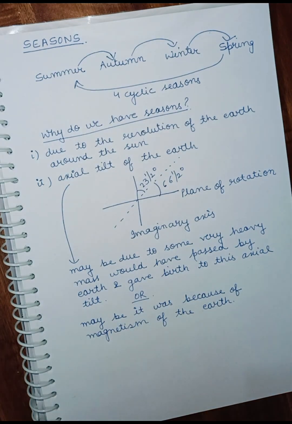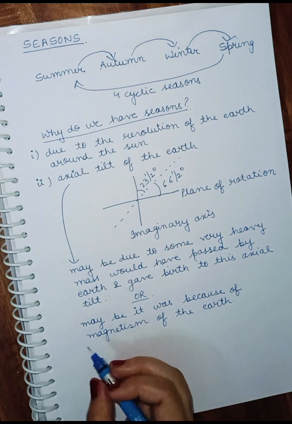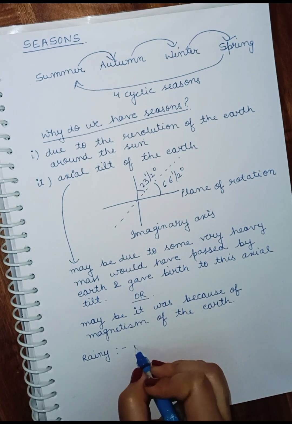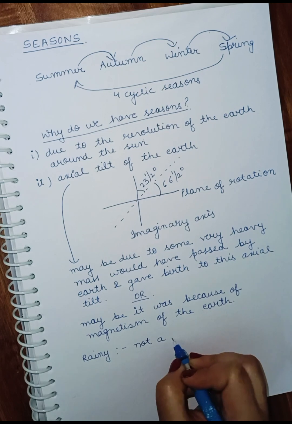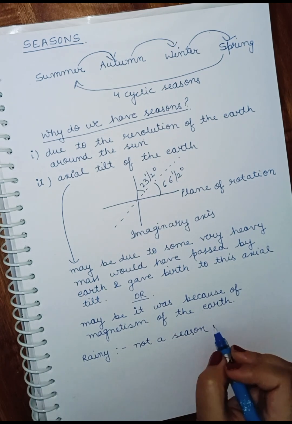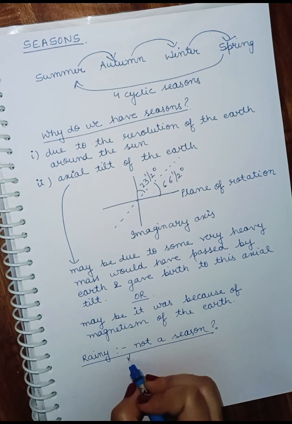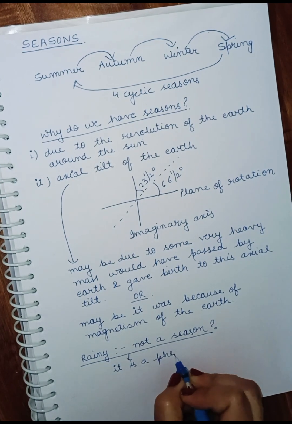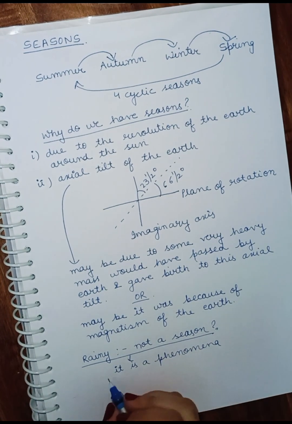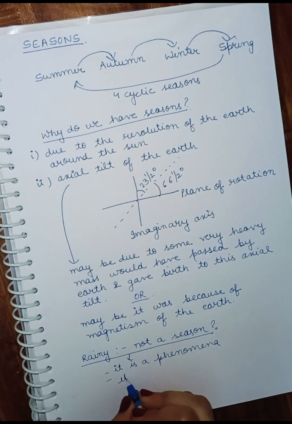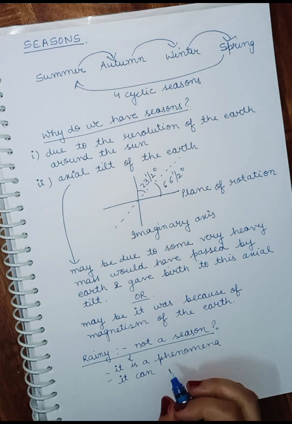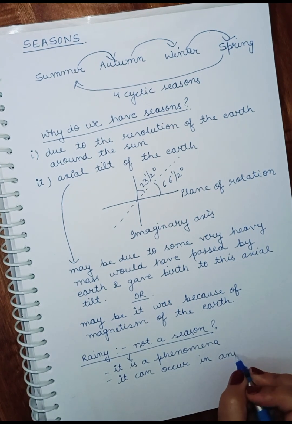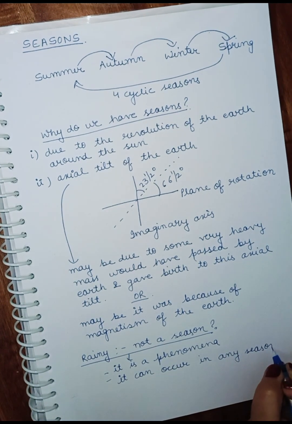Now, why is the rainy season not a season? The rainy season is not a season because it is a phenomenon, and it can occur in any season.